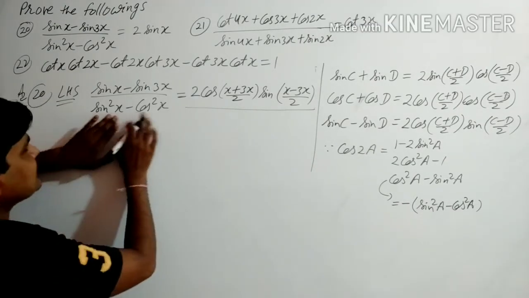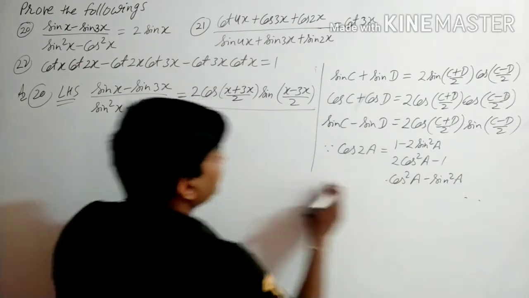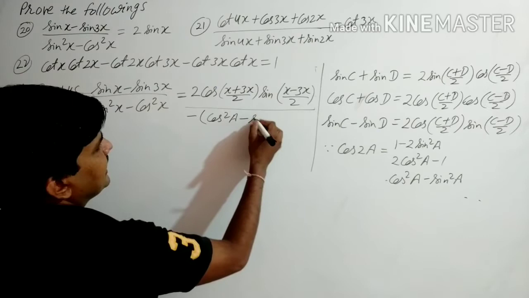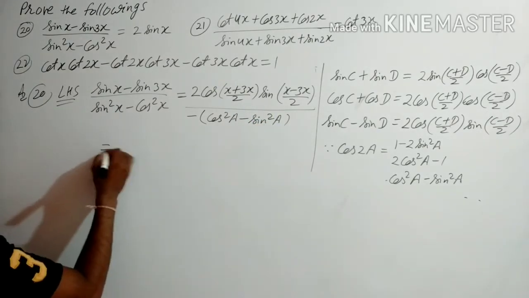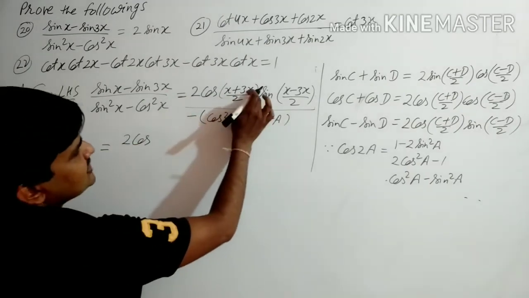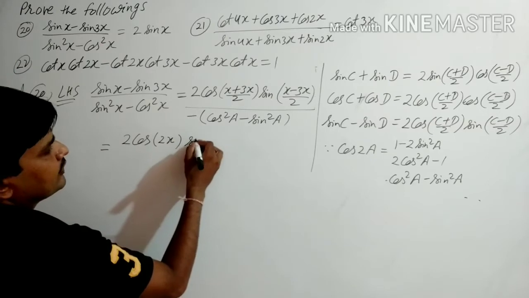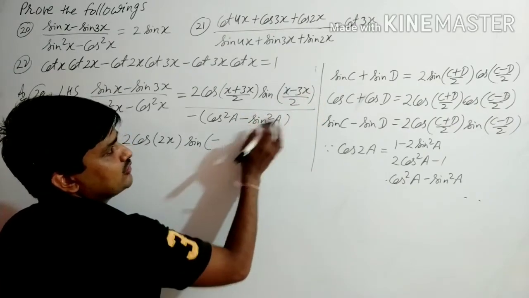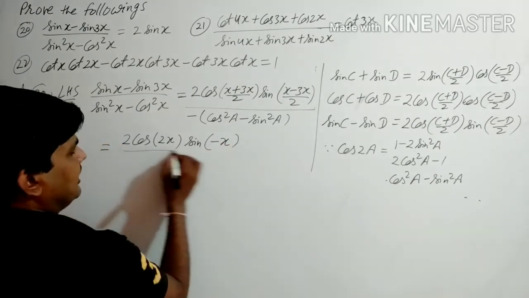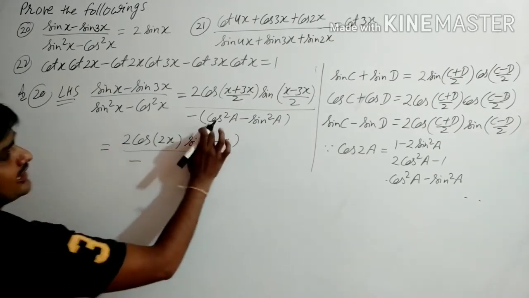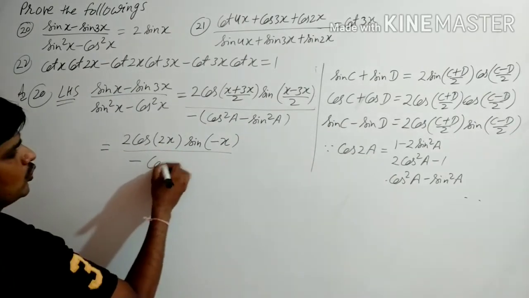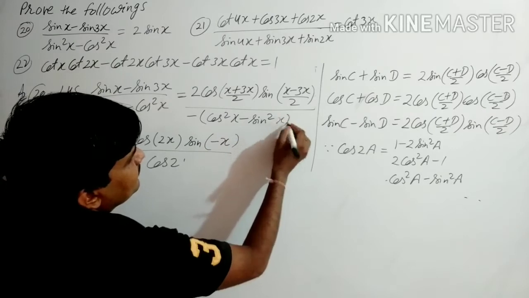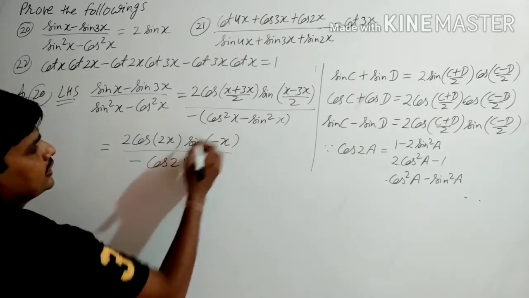To make this identity equal to this one, you can take negative common from here. So it can be written as cos square a minus sin square a. Now the numerator can be written as 2 cos, x plus 3x, 4x divided by 2, so we get 2x, and sin of x minus 3x, we get minus 2x divided by 2, so we get minus x, upon, this is the negative symbol, and this is equal to cos 2a, so cos 2x, here this is x and this is also x. So this can be written as cos square 2x.